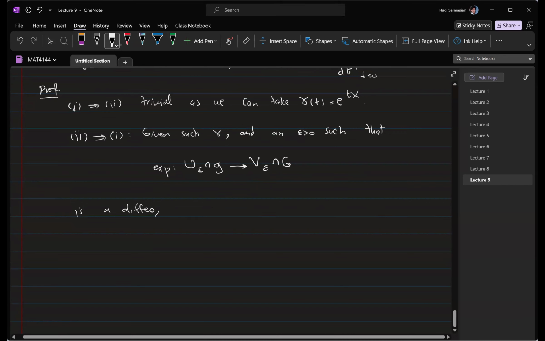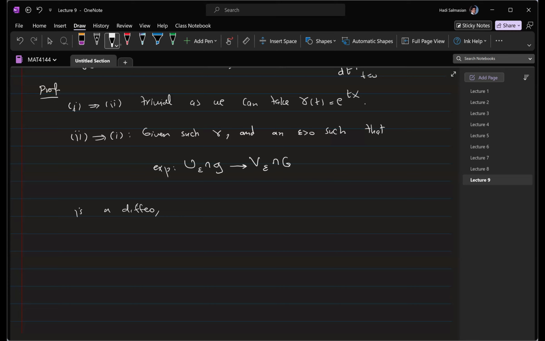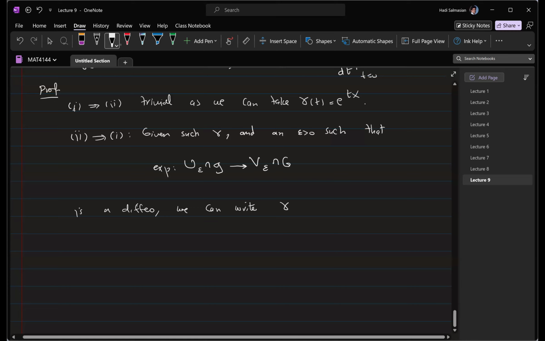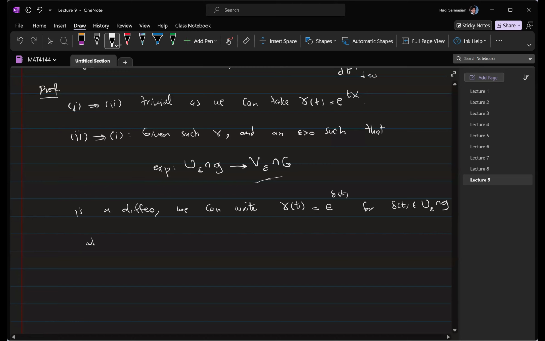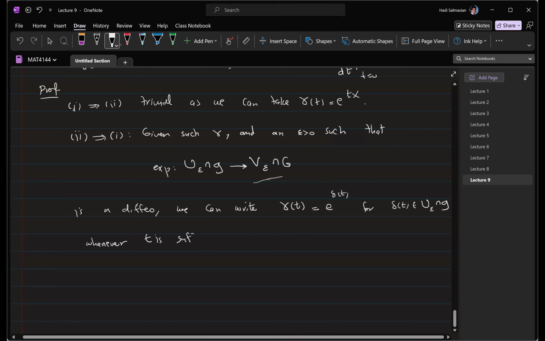So what we can do, we can set gamma. Gamma of t for t near 0 will have image in here. Therefore, it can be written as the image of the exponential, maybe some delta, for delta t in u epsilon intersect g, whenever t is sufficiently small.